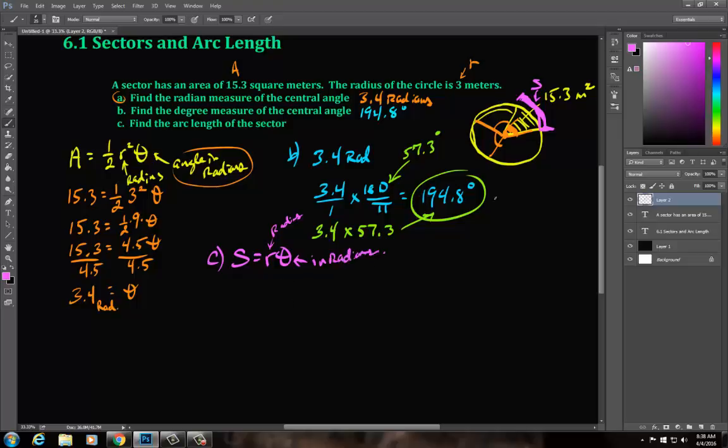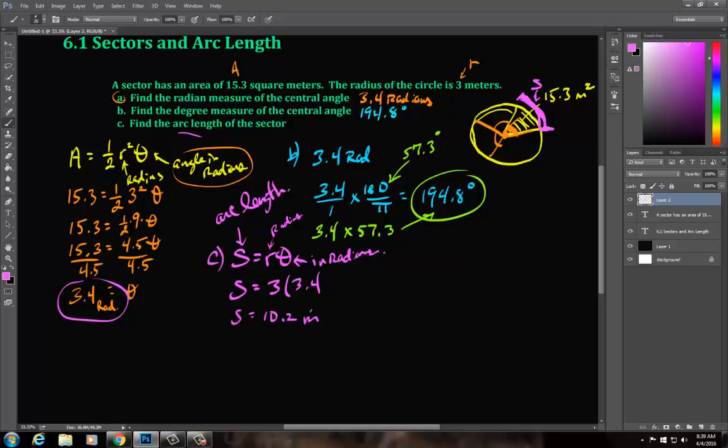All right, so I want to go back. I don't want to use that right there. I don't want to use 194. And I want to know the arc length, which is S. So S, arc length, let's label that right here, just so there's no confusion. Arc length. There we go. S equals r, which the radius didn't change, so that's 3 meters, times the angle in radians, which is this right here, 3.4. So 3 times 3.4 is about 10.2 meters.